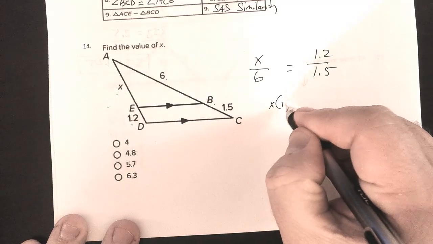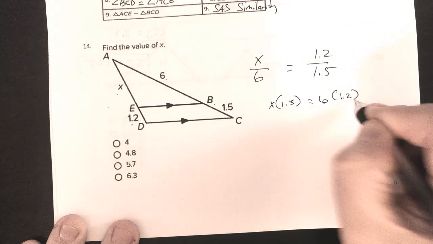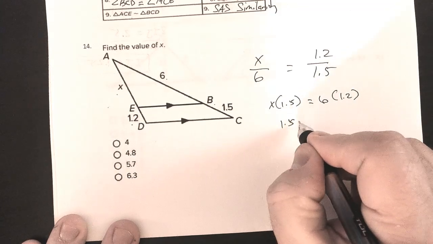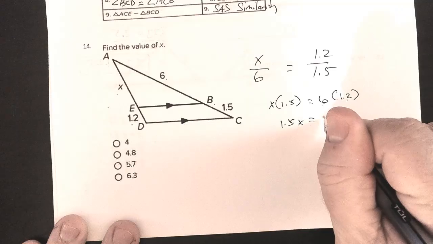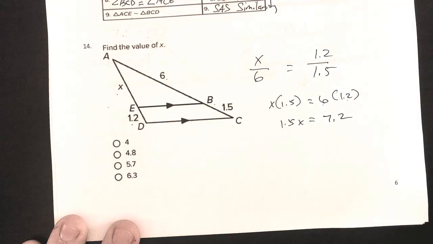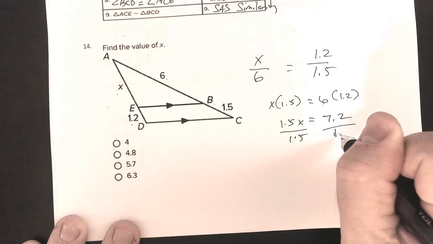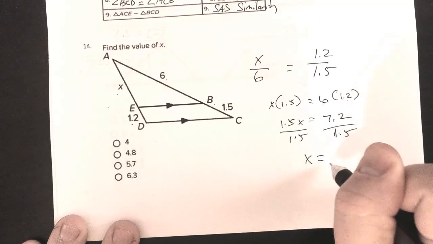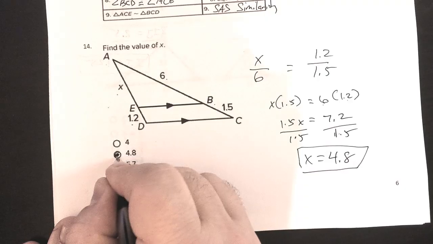So x and 1.5 is equal to 6 times 1.2. 1.5 times x is 1.5x. 6 times 1.2 is 7.2. Now we want x by itself, so divide out the 1.5, and x is equal to 4.8, which is B.